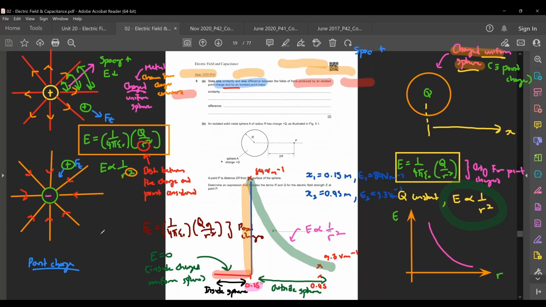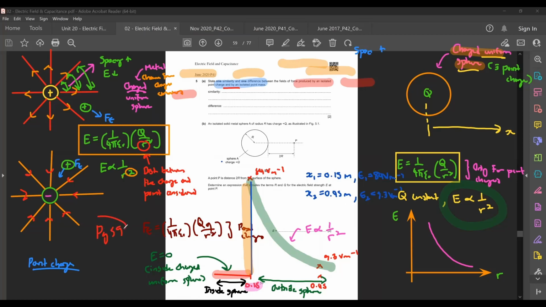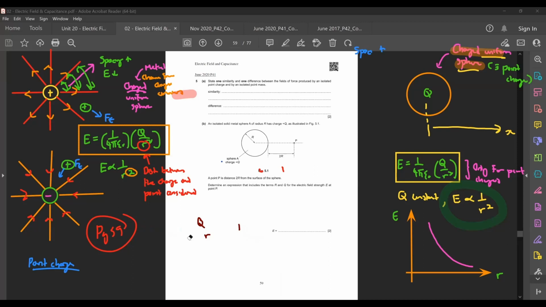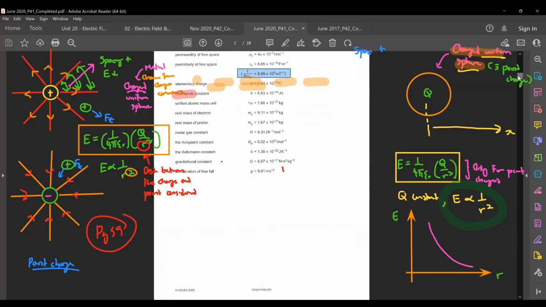Okay, next question to go through is page 59. Now if you look at the question, they mention something similar to the question before. State a similarity and a difference between the fields of force produced by an isolated point charge and an isolated point mass. This is actually the same question that we've just done. So I don't think this one requires much explanation.